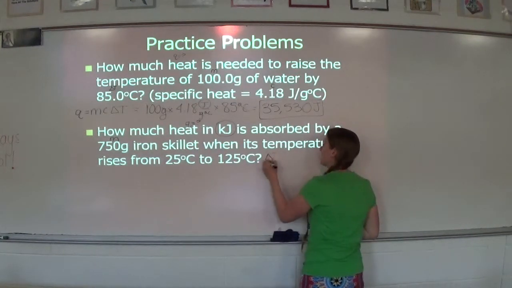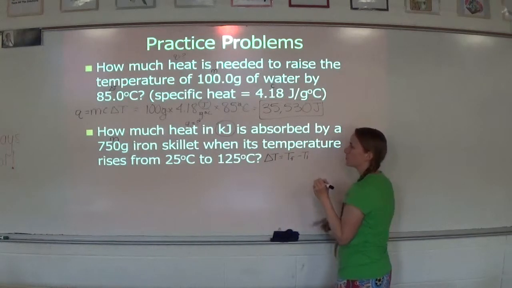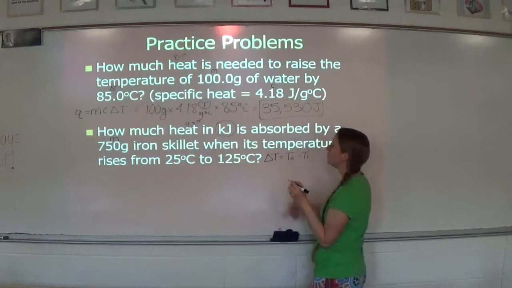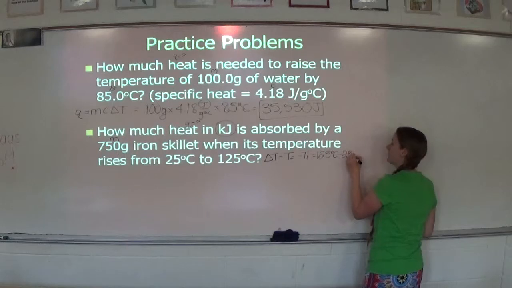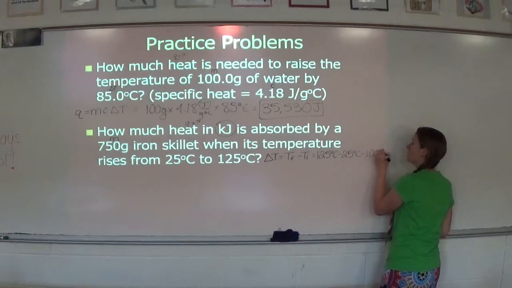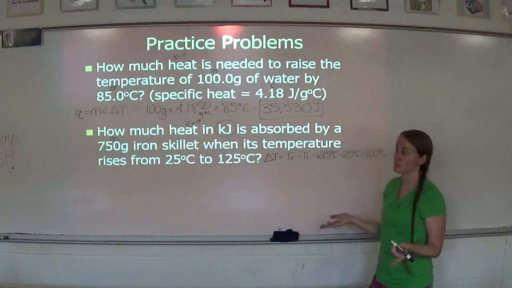Okay, so my delta T is my final temperature minus my initial temperature. So it goes from 25 to 125. So it's going to be 125 minus 25, so of course my temperature change this time will be 100 degrees Celsius. So if they give you the two temperatures, you have to remember to subtract.